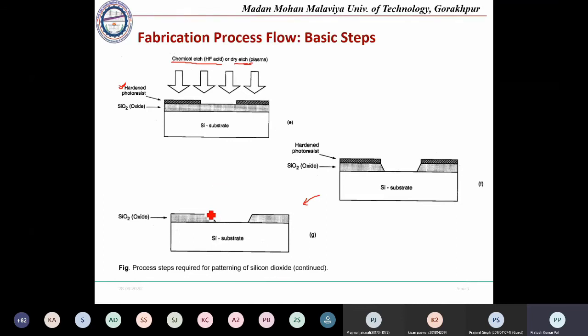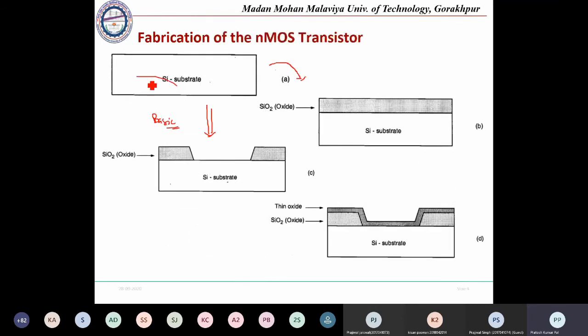So in that basic flow, from a basic substrate to a substrate with SiO2 will be fabricated. From this step to this step, there are lots of processes that we have seen previously in the previous slides. Now this structure, this layer will be used to design either NMOS or PMOS.